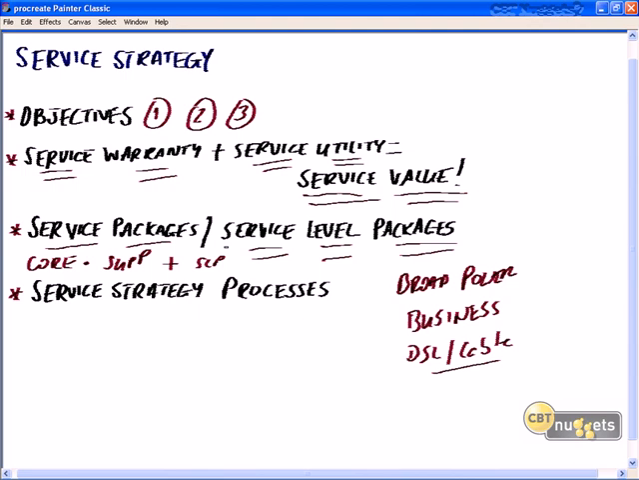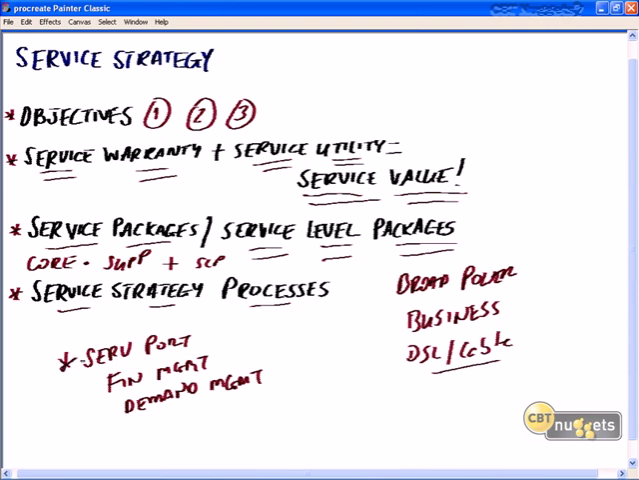Now, there are strategic processes that are included in this service strategy phase, and these three lifecycle processes are service portfolio management, the financial management aspect, and demand management. Now let's take a look at these one at a time, starting with the service portfolio management.